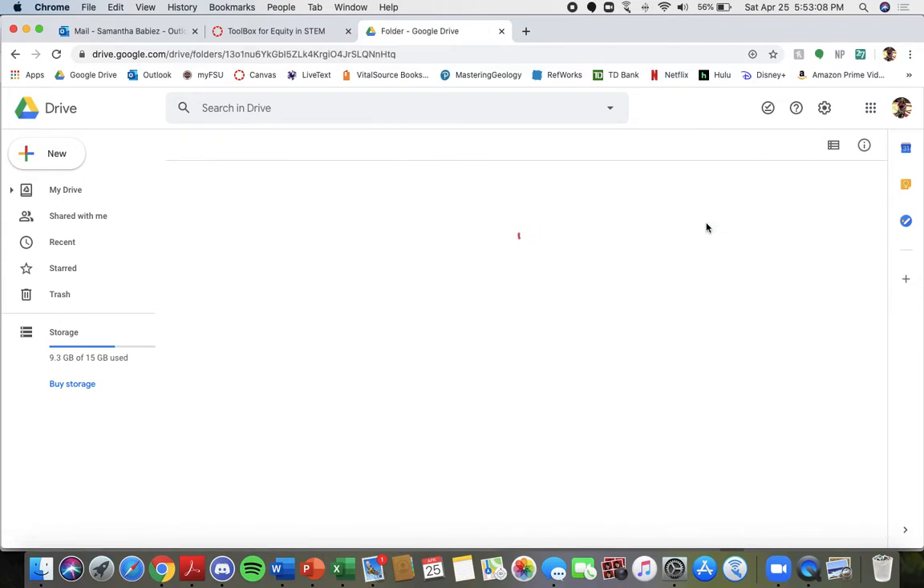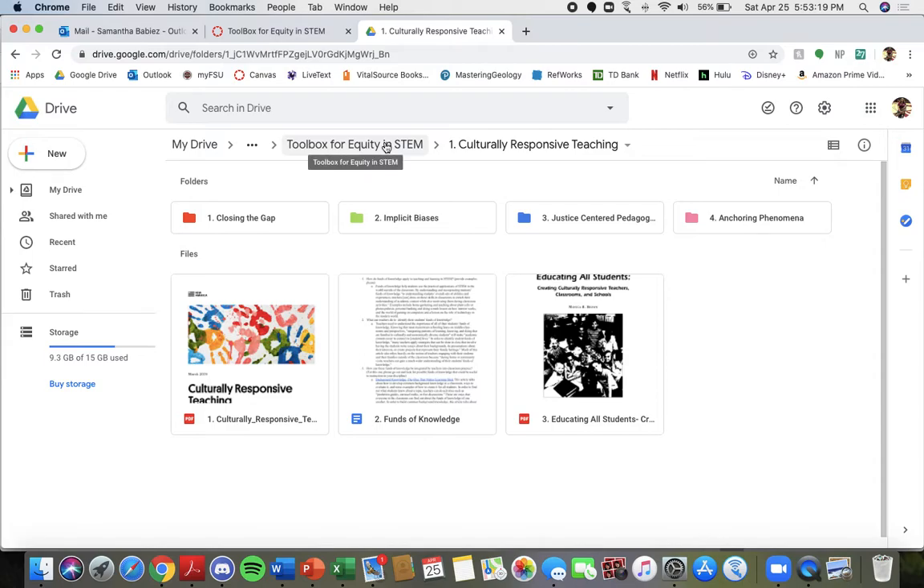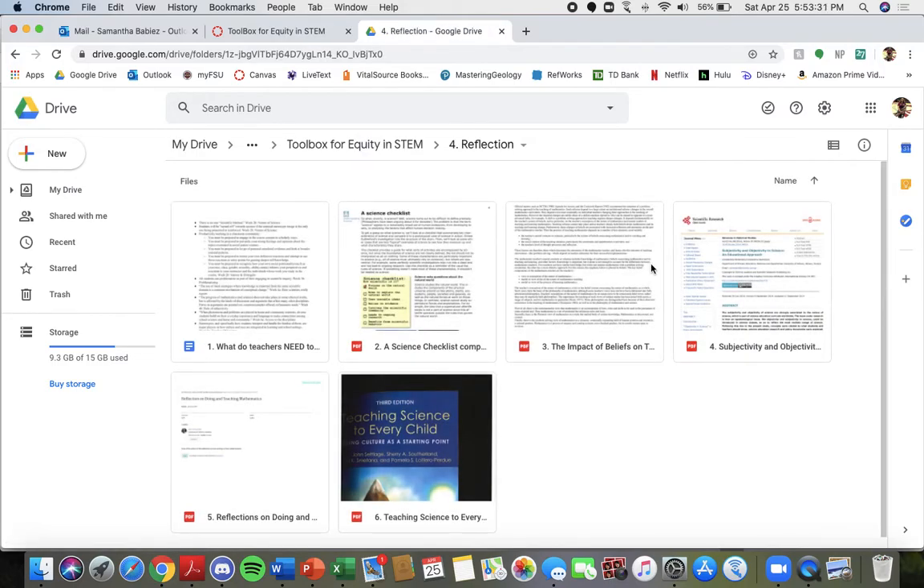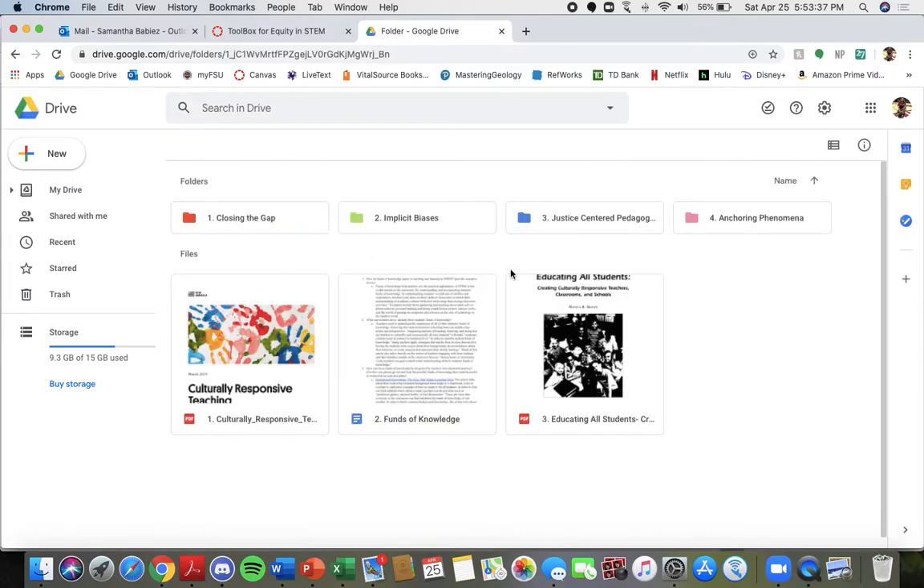I know I'm going off course here, I just kind of threw myself around, but I realized that I forgot the anchoring phenomena folder about halfway through when I was doing my reflection folder. I was like, wait a minute, there's definitely something in here that I didn't talk about. And I realized I totally skipped over the anchoring phenomena. So just to make sure everyone was on the same page, we were in the reflection folder, we were looking at Teaching Science to Every Child, then I went back to the main toolbox area, went back to culturally responsive teaching, and realized that I completely skipped over anchoring phenomena.